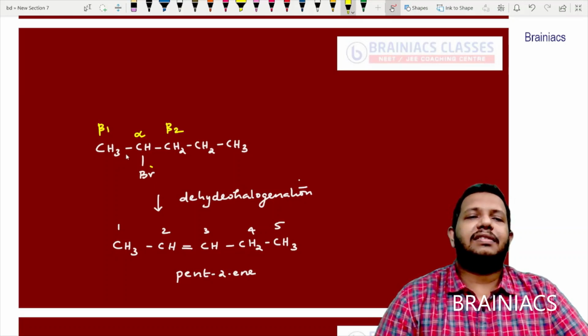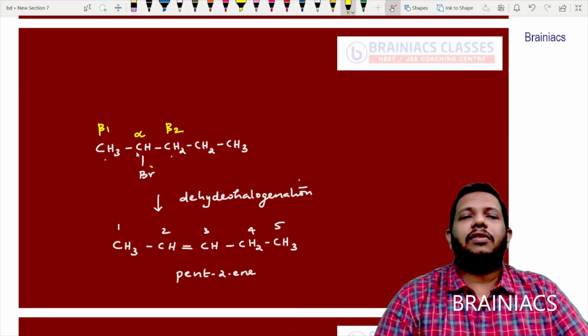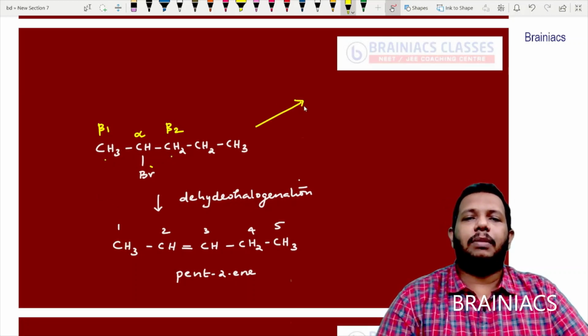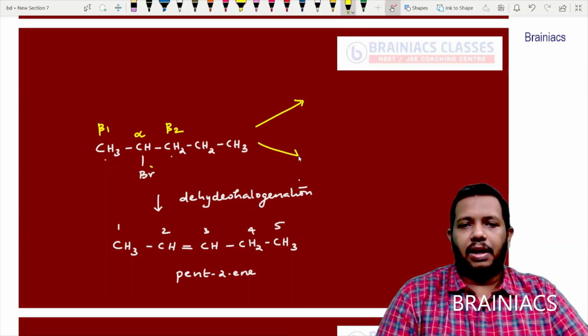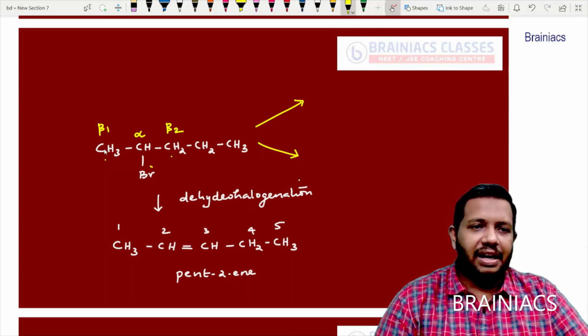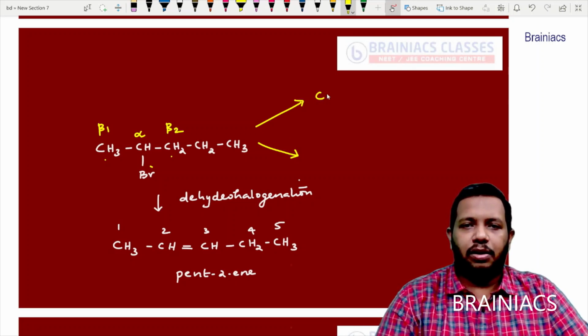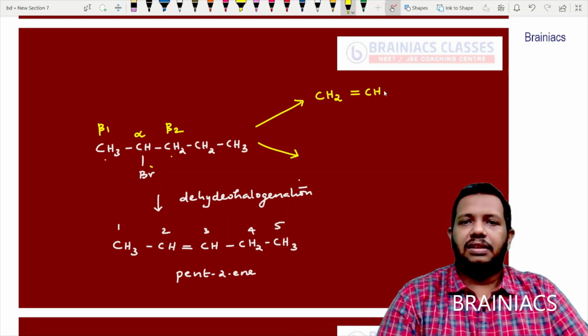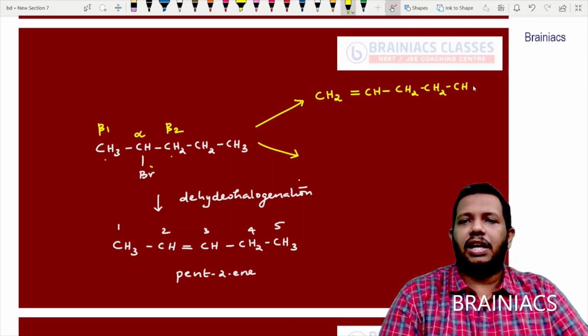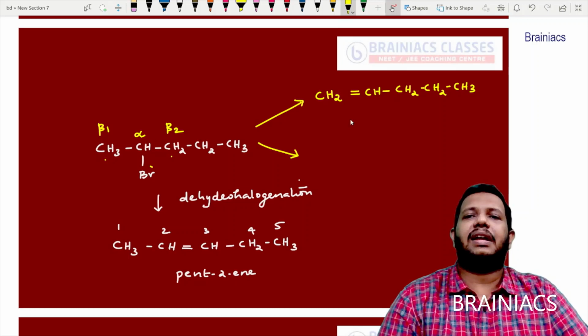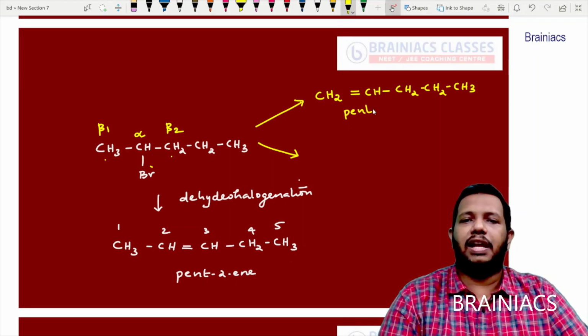Now the question here is, hydrogen can be removed either from beta 1 or beta 2. Based on this, we can say there are 2 types of elimination products. Suppose you are removing the hydrogen from beta 1, what is the product you are getting? CH2, then double bond CH, then CH2, CH2, CH3. We know that the product we are obtaining there is nothing but pent-1-ene. Correct?